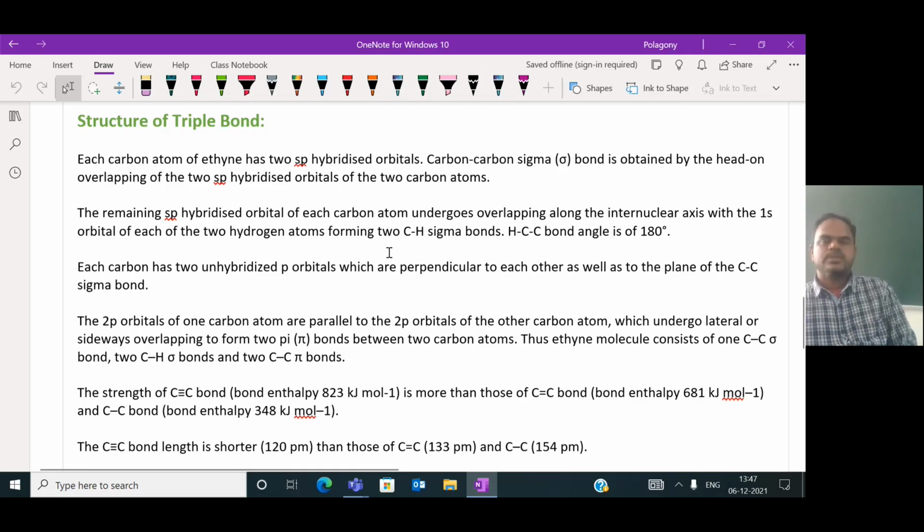There are 2 hydrogen atoms present in ethyne, so they will form C-H bonds. How many C-H bonds? 2 C-H bonds will form. The overall structure appears to be linear because the sp orbitals are oriented on the same line, and the bond angle will be 180 degrees.